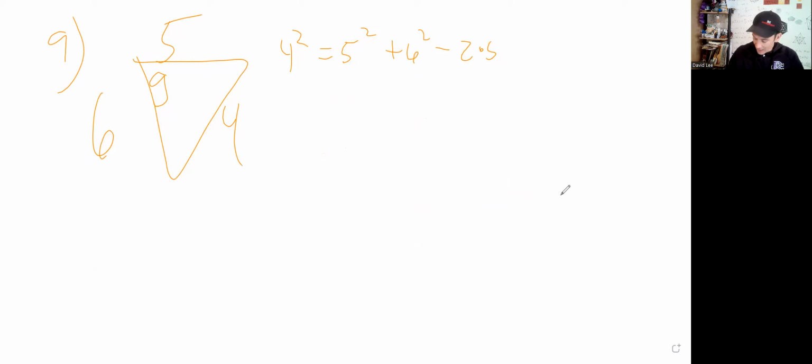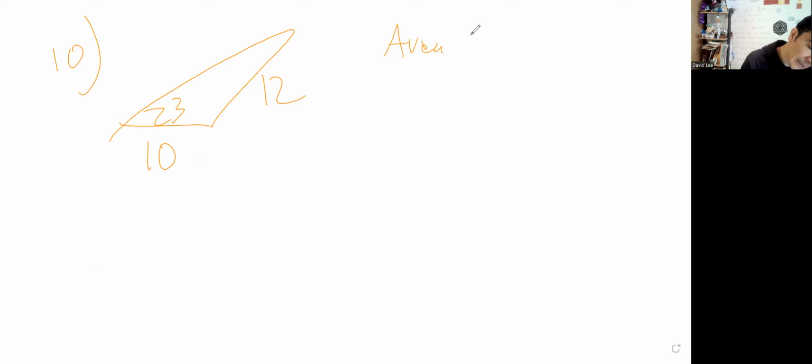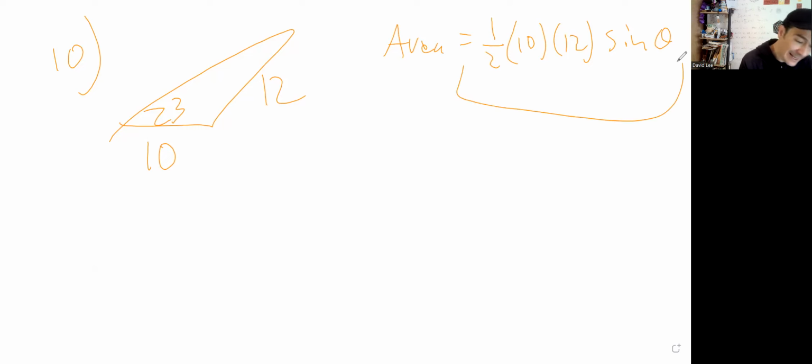Number 10, find the area of that. Number 10 looks like this. This is 10, this is 12, and this is 23. I'm totally going to use this formula: area equals 1/2 side times the sine of the angle. But here's the thing. I know that 10 and 12 go here, but 23 is not theta. In this formula, theta is the angle between the 2 sides that are given. So 23 is not our angle. We want theta.